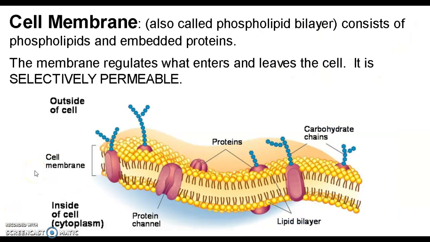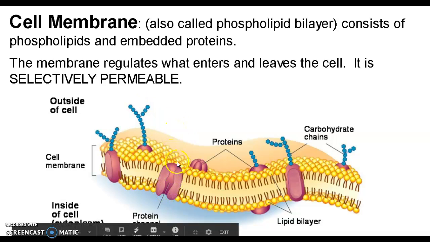So all cells have a cell membrane. This is also called the phospholipid bilayer. It consists of phospholipids and embedded proteins. And the membrane's job is to regulate or control what enters and leaves the cell. It is selectively permeable, which means that it will give permission, so think of permeable as permission, to certain items to enter and other items to stay out. And it does this by means of these protein channels here, these small protein openings that will allow certain molecules to flow through.